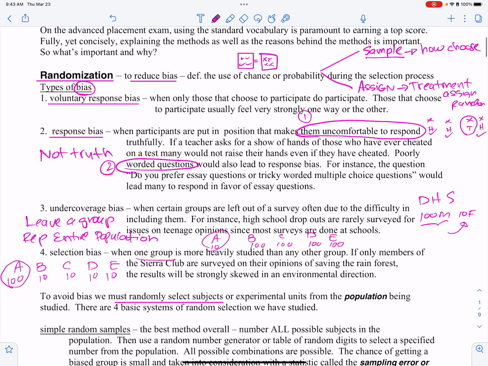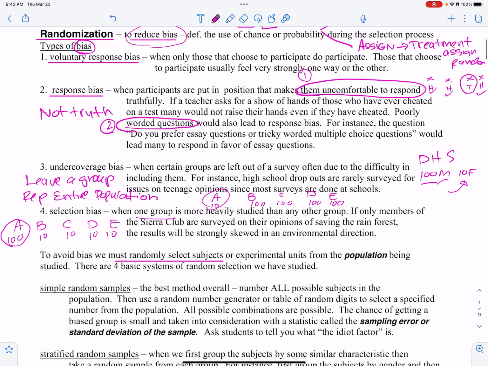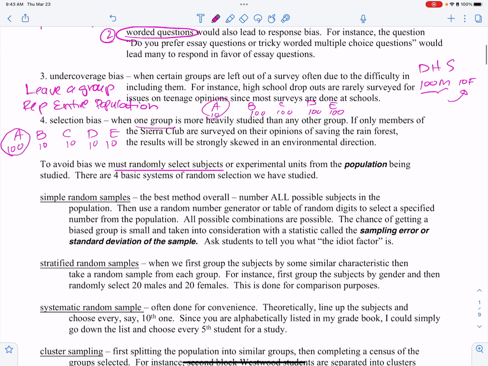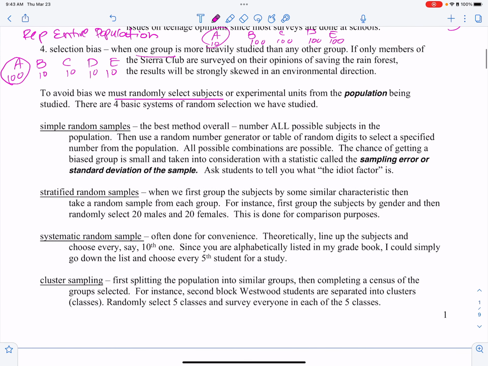This is to avoid bias, and that's the whole idea of what we're doing. We're reducing bias in choosing experimental units from the population we're studying, and there are 4 basic systems of random selection we're doing. Simple random sample is also known as SRS. I understand that these also have that acronym. However, these are not SRS. Only simple random sample is SRS.